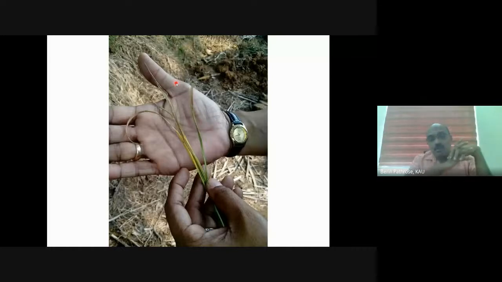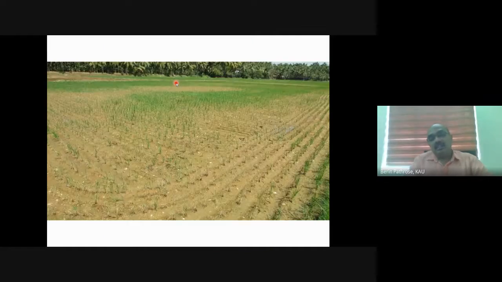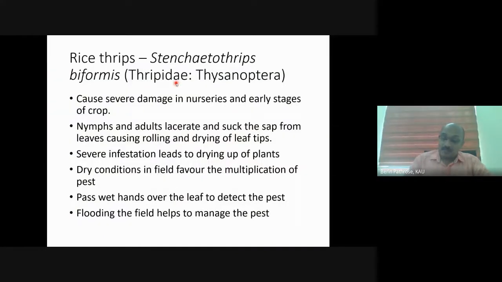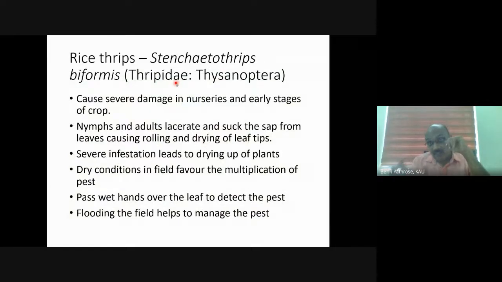One thing you should always remember is that drying up from the leaf tip cannot always be considered a symptom of rice thrips. Because if you have some potassium deficiency in the crop, again you will see drying up from the leaf tip. But in case of potassium deficiency, we won't see any rolling of the leaf and needle-like appearance of the leaf tip. That's typical of rice thrips. And this is mostly seen when the field is dry.